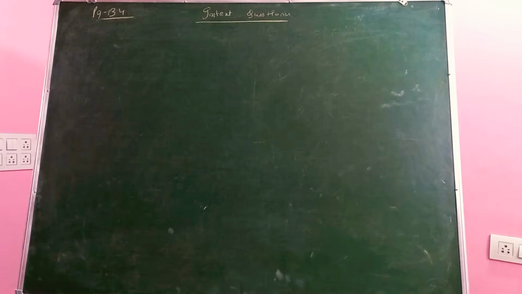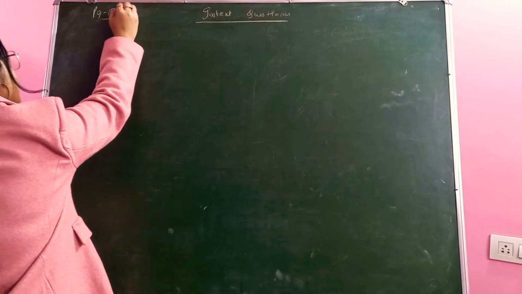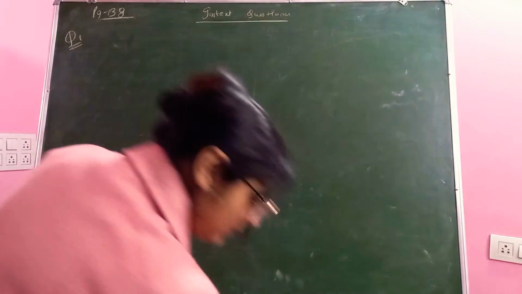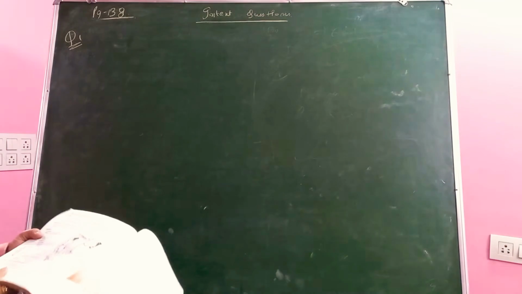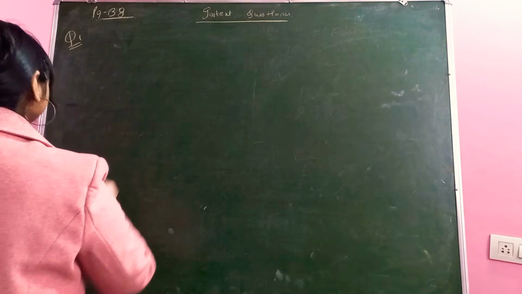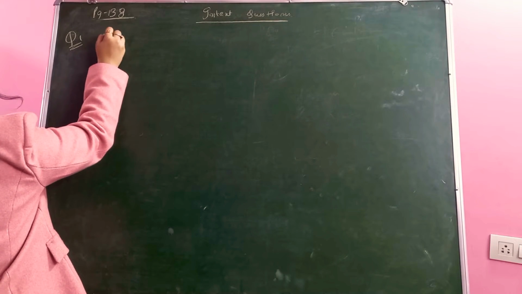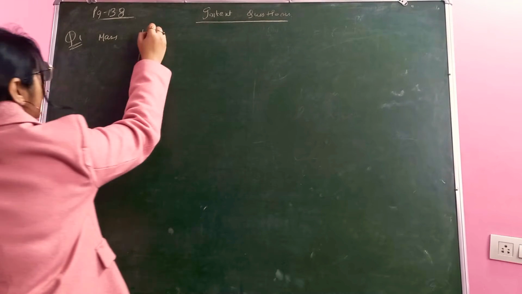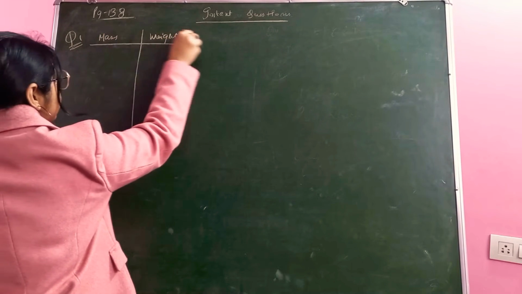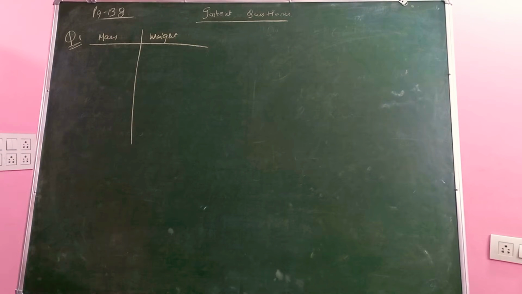Okay, so now the next question is given on page number 138. And the first question is, what are the differences between the mass of an object and its weight? We have to write the differences between mass and weight. Correct?